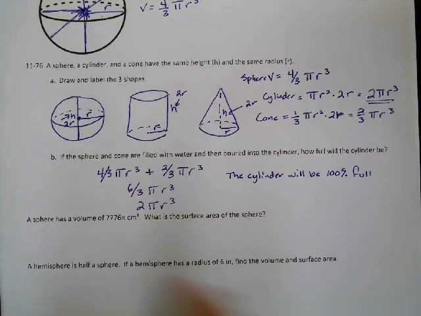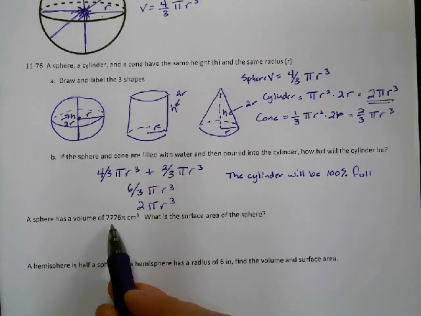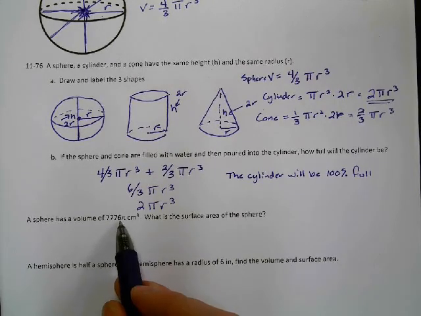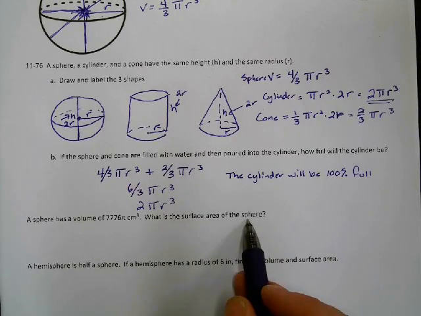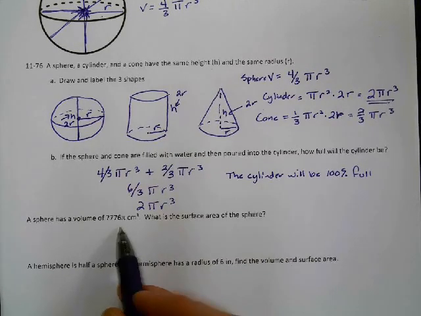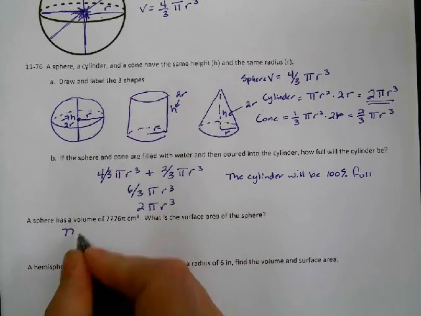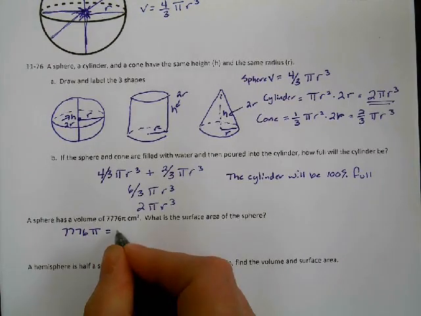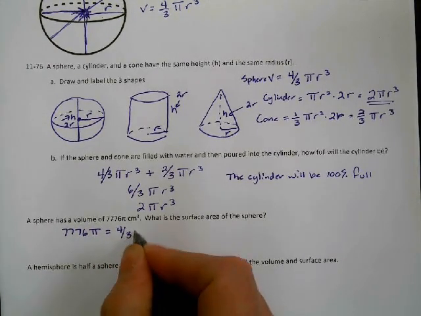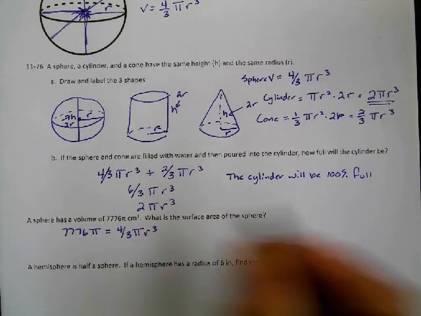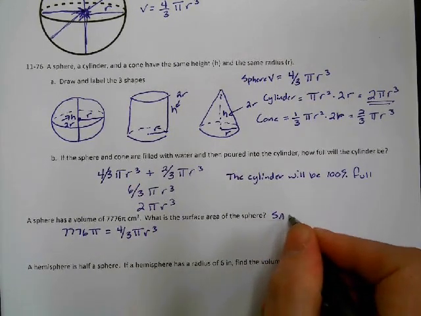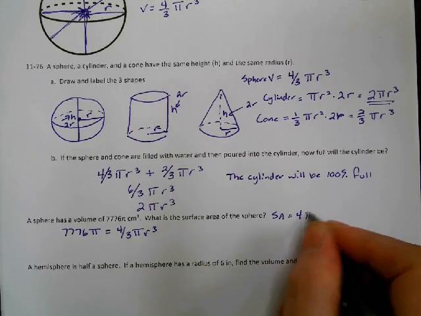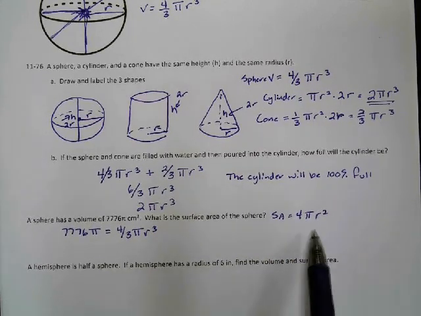A sphere has a volume of 7,776 pi. What's the surface area of the sphere? So this is our volume formula. Volume is equal to 4/3 pi r cubed. And we're looking for the surface area, which is 4 pi r squared. So I need r in order to find the surface area.